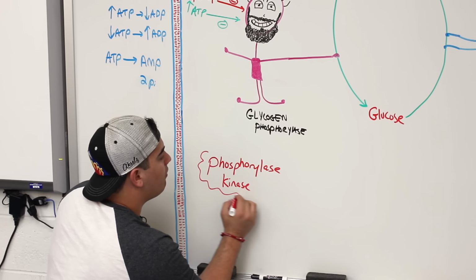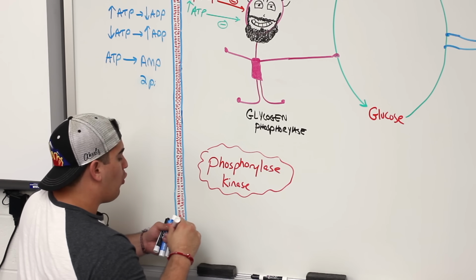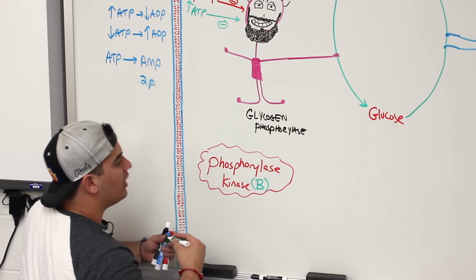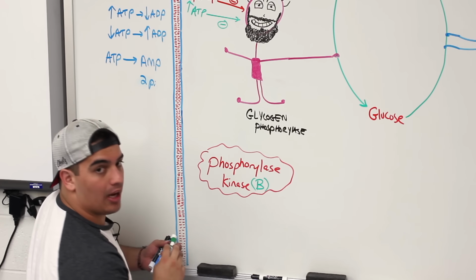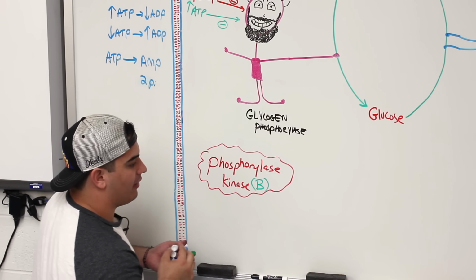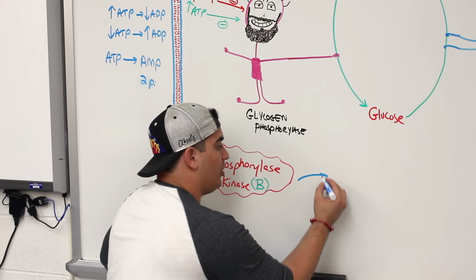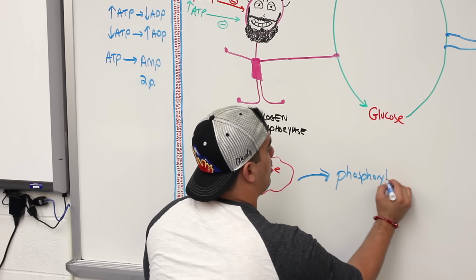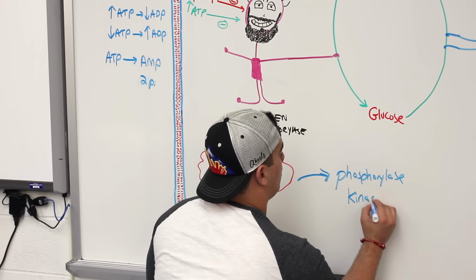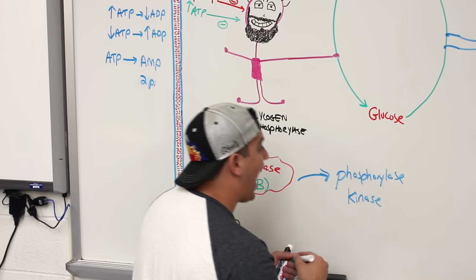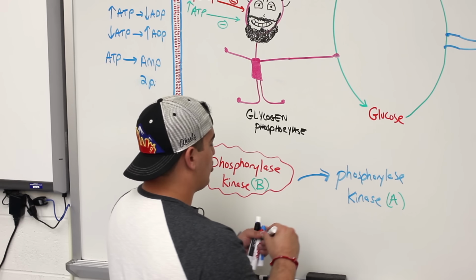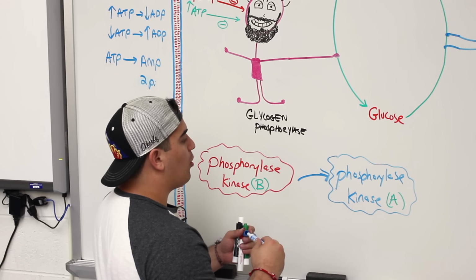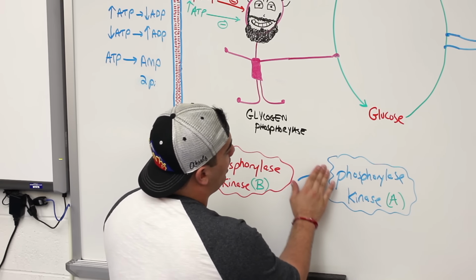But there's two forms of this enzyme. One form is inactive, and this inactive form is type B. So phosphorylase kinase B is the inactive form of this enzyme. But whenever it is active, it can get converted into, what do you think, guys? Phosphorylase kinase A. And A is the active form of this enzyme. So whenever it's in phosphorylase kinase B, it's actually going to be inactive. But whenever it's in the form of phosphorylase kinase A, it'll be active.